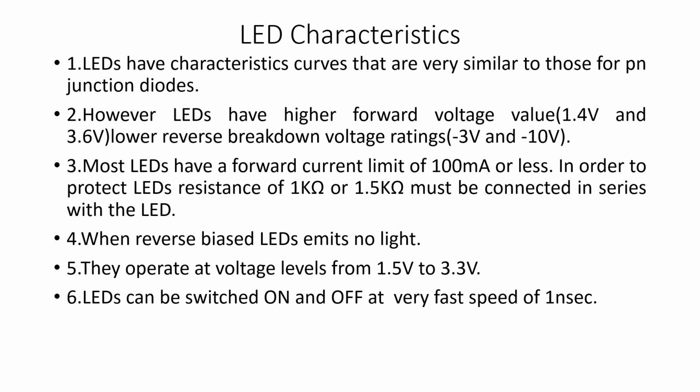And already explained, under forward bias condition only it can emit light. If reverse biased, it does not emit light. And the operating voltage level will be 1.5 volt to 3.3 volt. And the response, if we see it as an on and off switch, if you use the LED as a device, that speed will be very high, that is 1 nanosecond.